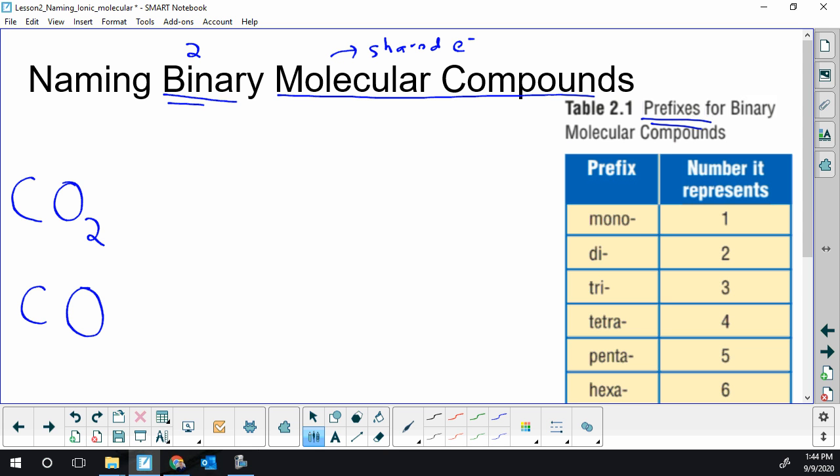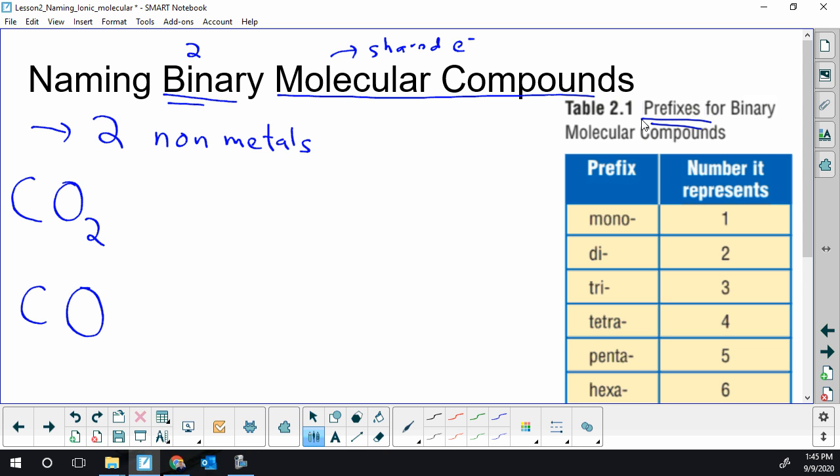Okay? This is going to be when we have two non-metals, like carbon and oxygen in a couple of different forms. So you see CO, two non-metals. This is not ionic. These guys are going to share electrons amongst each other.